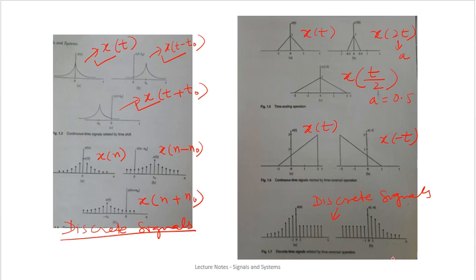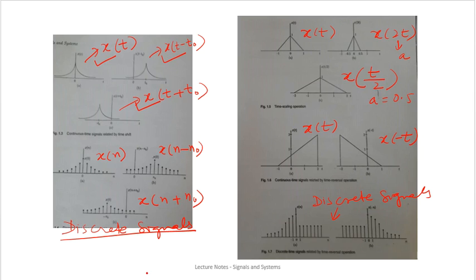So now, what we have discussed so far in this lecture is the different types of operations which are performed on signals. Namely, we discussed three basic operations. The first one was the time shifting operation, the second one was the time scaling operation, and the third one was the time reversal operation. We saw one example for each of these three basic operations.